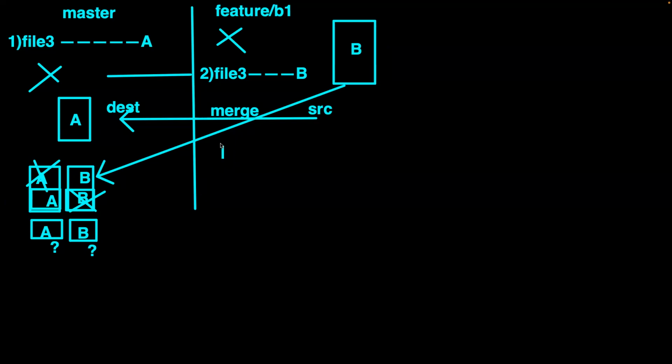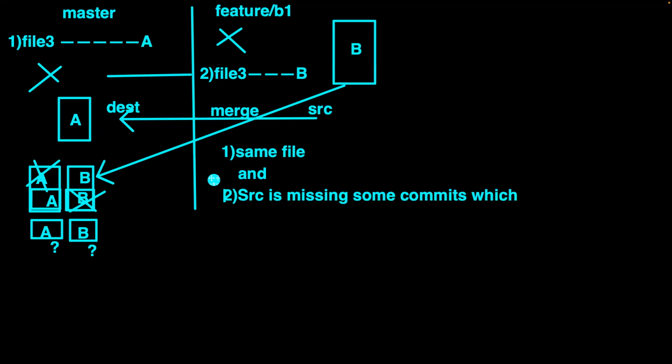Why is this happening? It's happening for two reasons. One is same file. If it is just the same file, it will not happen. And it should be same file and your source is missing some commits which are there on destination. I'm writing it so that you would register it thoroughly. Right? What is missing on source? Can you tell me what is a commit that's missing on source? Suppose if you have A here, would you get a conflict then? Though it is same file, no. You wouldn't get any conflict even though it's the same file.